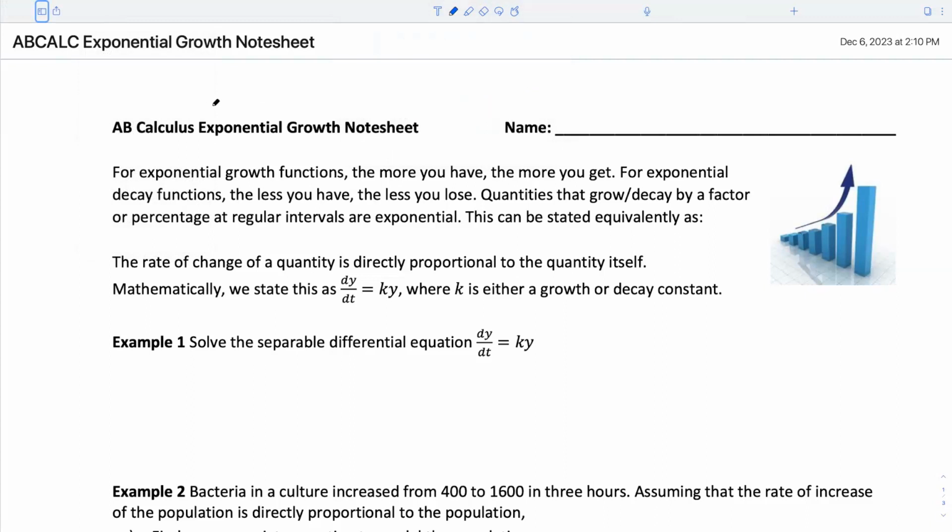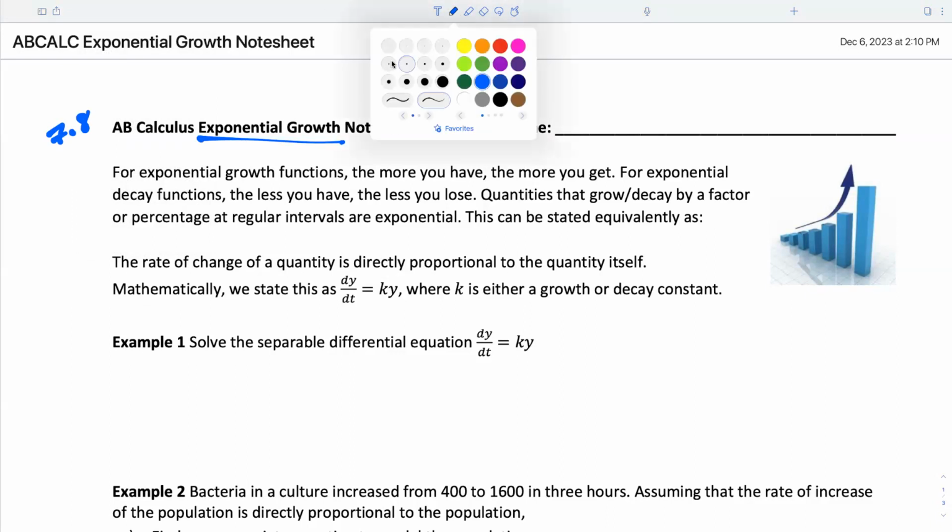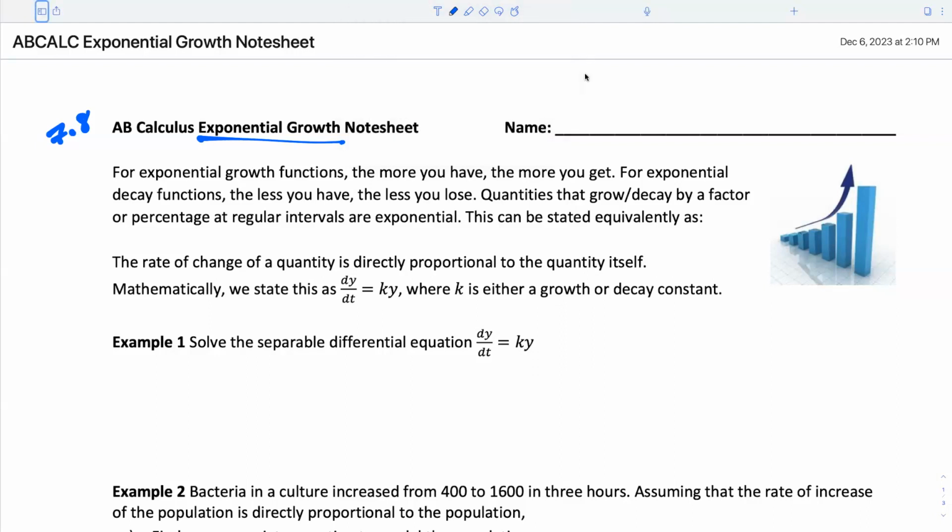All right, so the next section in the notes is about exponential growth. So this is section 7.8 in the daily videos in AP Classroom. So if you need extra review or extra instruction, that's where you're going to go.